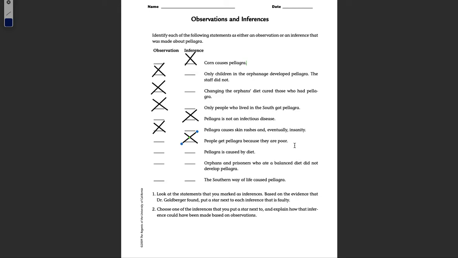And when he switched up the diet, these patients were cured, they got better. So he observed that changing the diet was able to help these orphans and these prisoners. So based on that evidence, he was able to infer that pellagra is caused by diet. So this would be considered an inference.